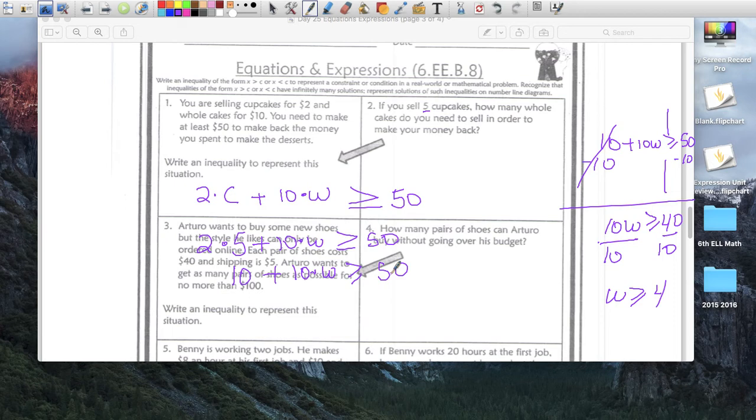All right. And that's my answer. So if I sell 5 cupcakes, I need to sell how many whole cakes? 4. Okay.